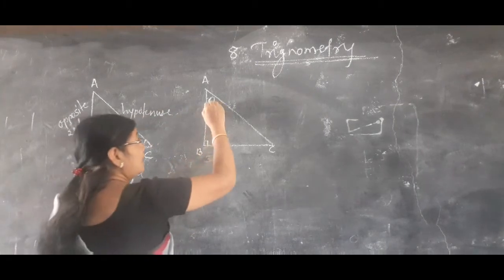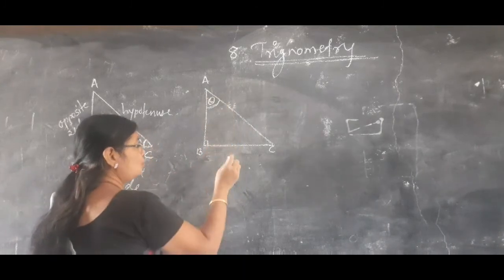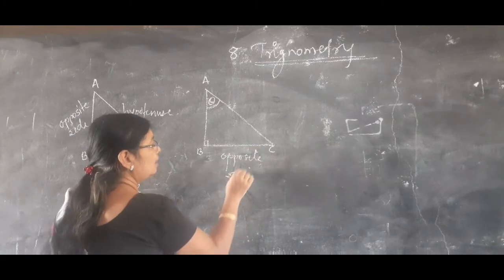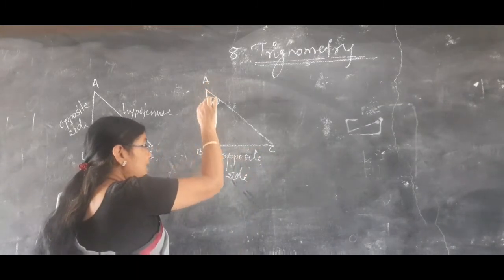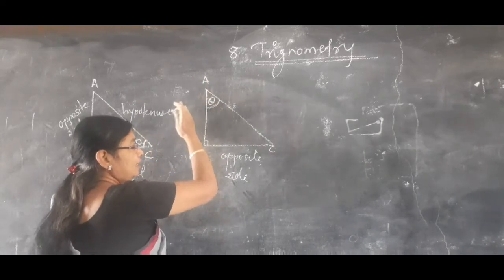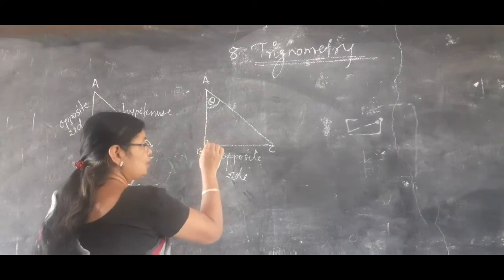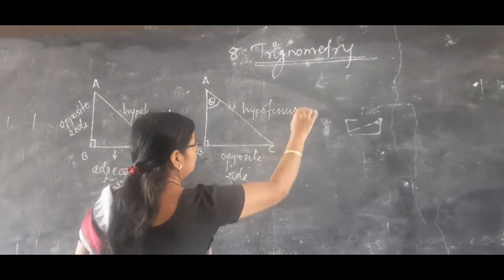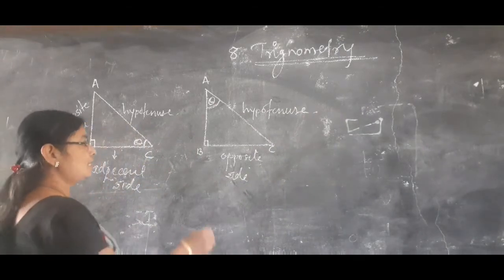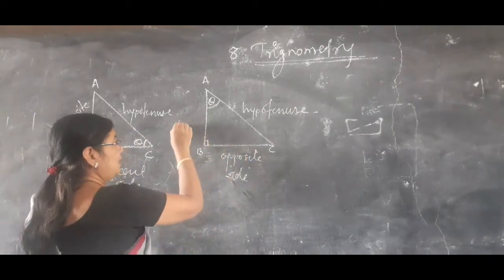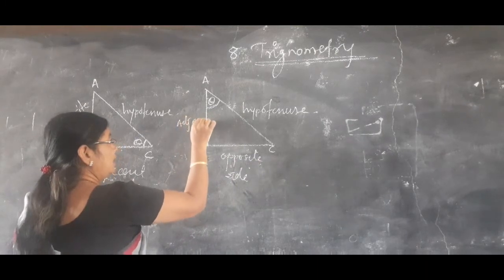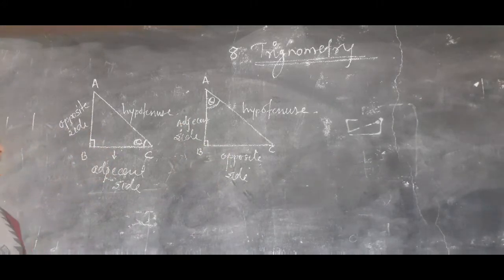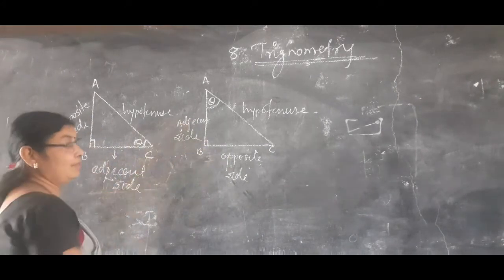Now see here, angle theta is given. So which is the opposite of angle theta? BC. It is the opposite side. And which is the adjacent? It is the adjacent side, the one on which that angle is. Always remember, the side opposite to 90 is always hypotenuse. So it is the opposite side, it is the adjacent side. Opposite side and adjacent side. These three terms you have to remember always.